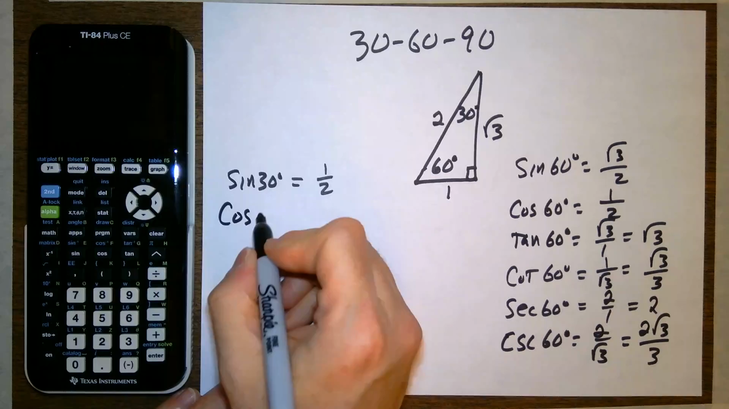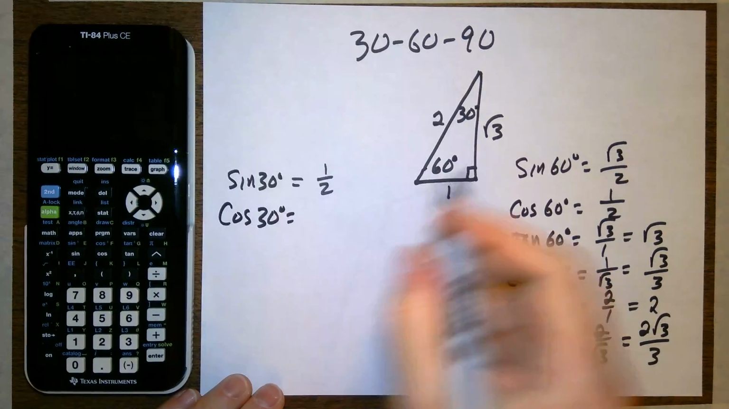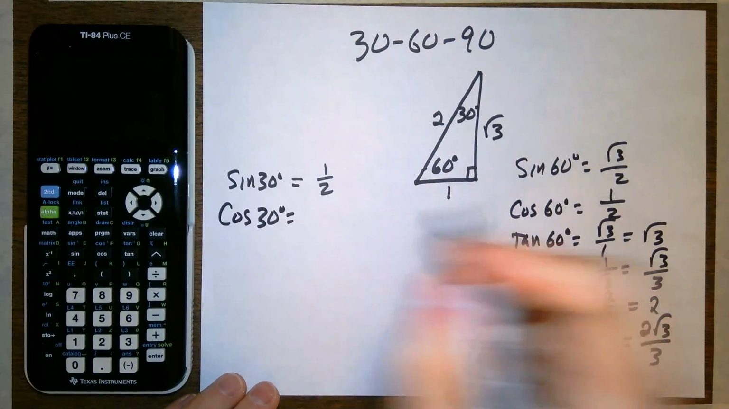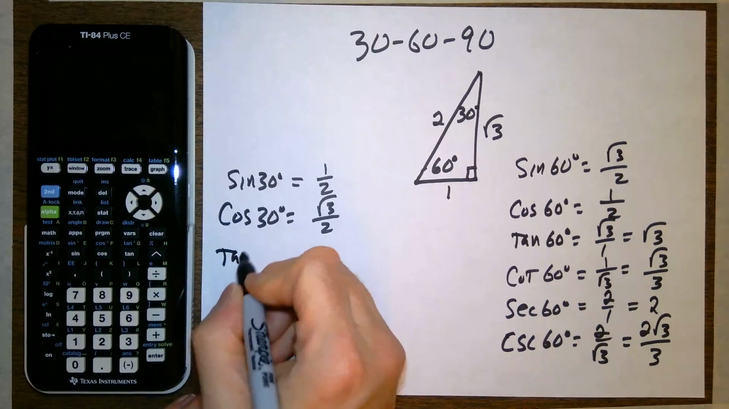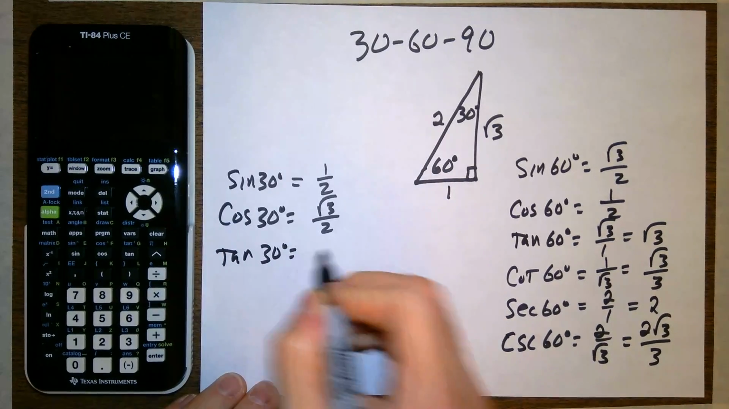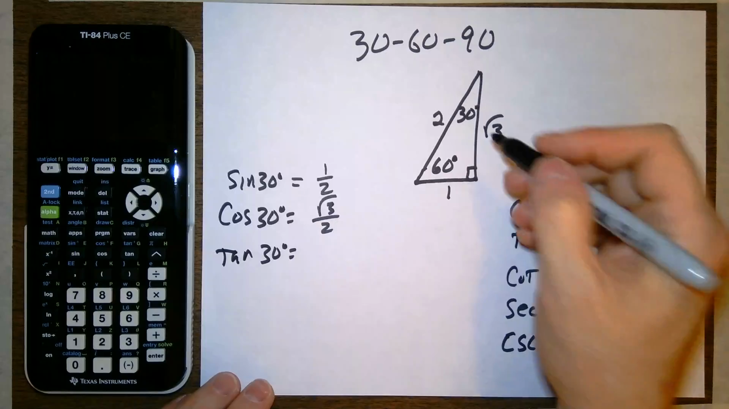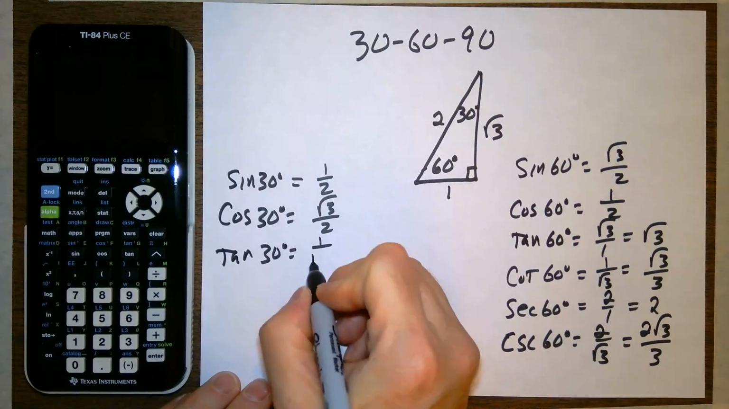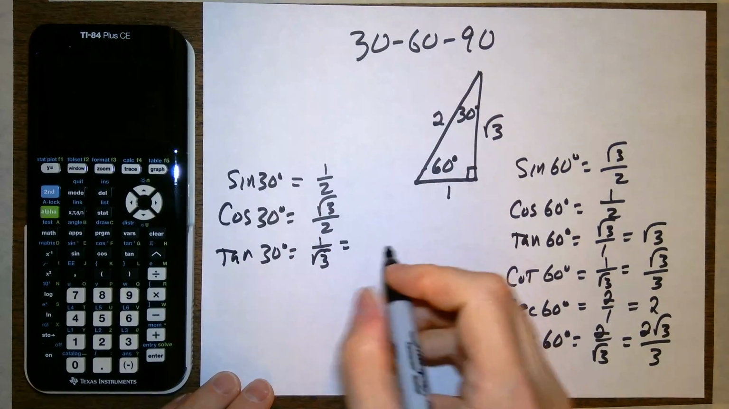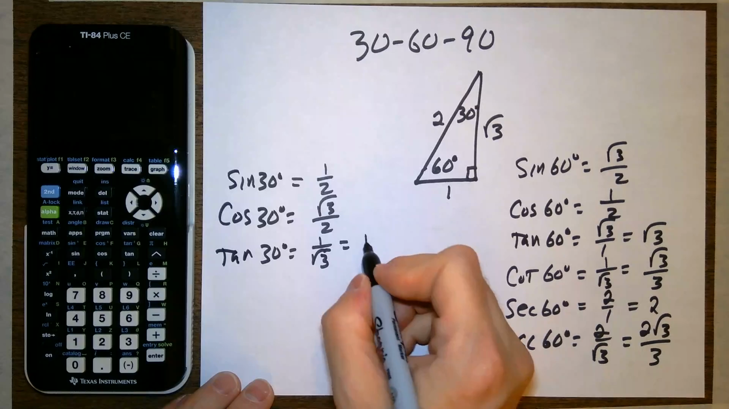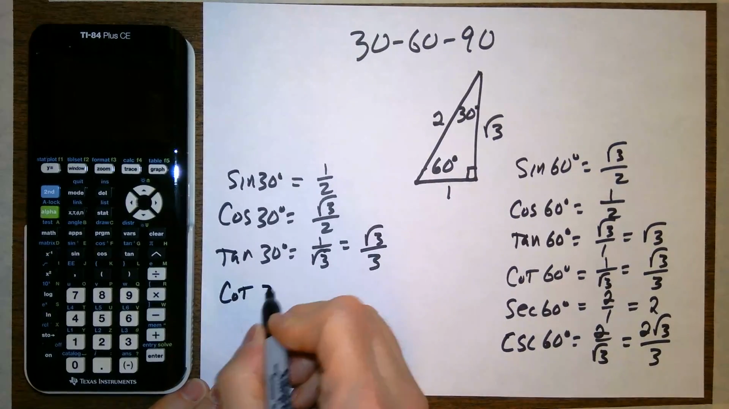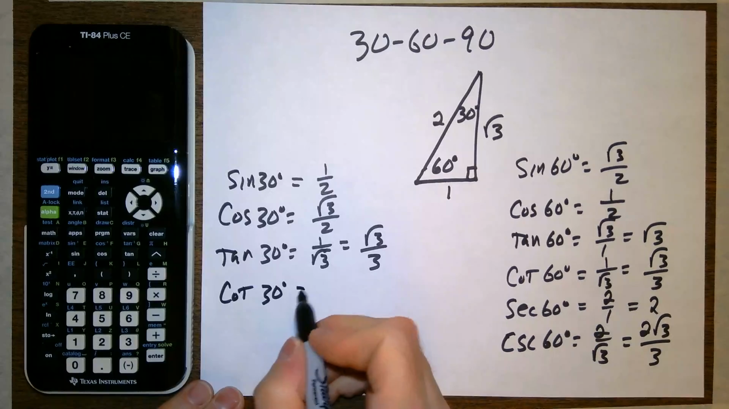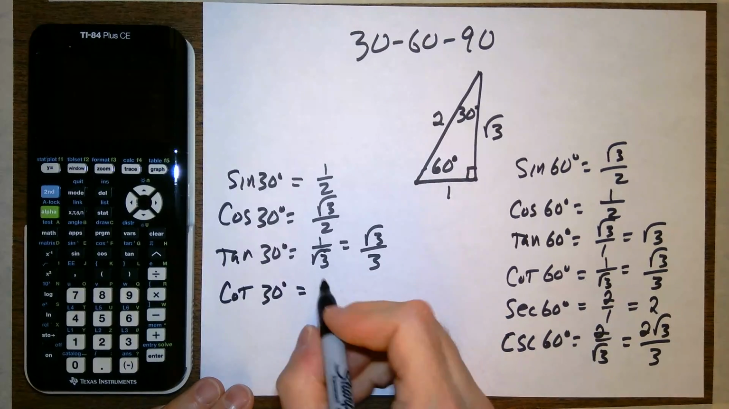The cosine of 30 degrees will be the adjacent over hypotenuse, root 3 over 2. The tangent of 30 degrees will be opposite over adjacent, 1 over root 3. Rationalize the denominator, multiply by root 3 over root 3, and I get root 3 over 3. The cotangent of 30 degrees, and now I think we can use our shortcuts. It's just this one flipped.